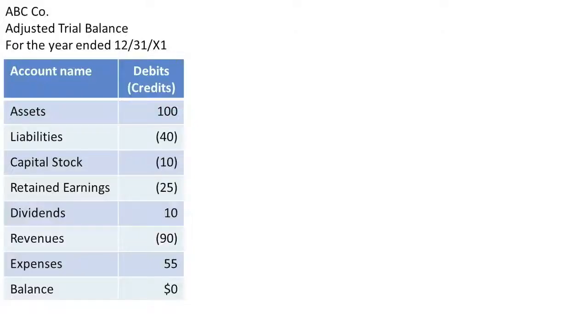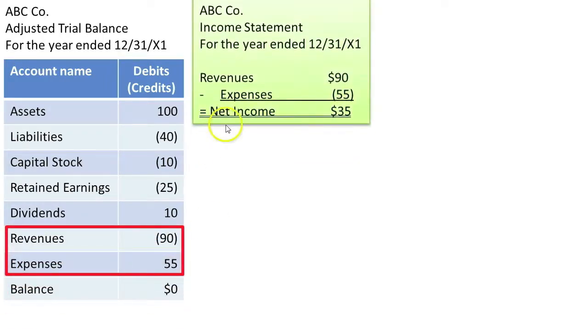I've created a simple example to step you through the concept of closing entries. This is the adjusted trial balance for ABC Co. for the year ended December 31st, X1. You can see we have permanent accounts up through retained earnings, and we have temporary accounts. Revenues and expenses are temporary accounts that appear on the income statement and are used to compute net income.